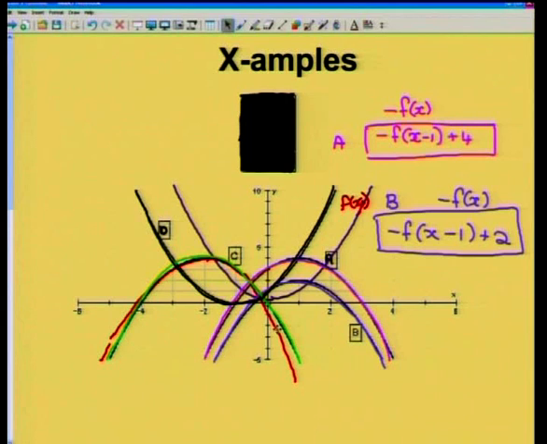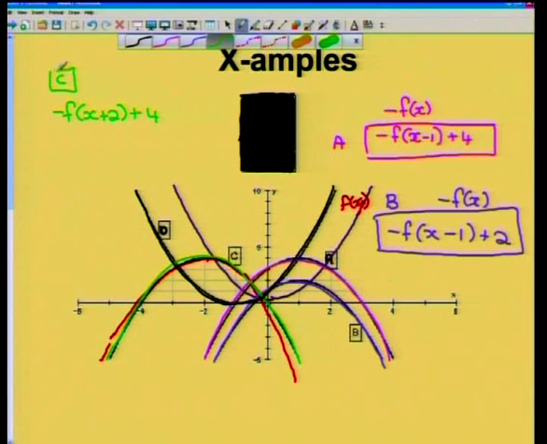So we can see that if we're looking at this, we're dealing with a minus again, but the x is now moving to the left 2 units, so it's going to be +2, and it's moving up 4, so it's +4, and that gives me graph C.